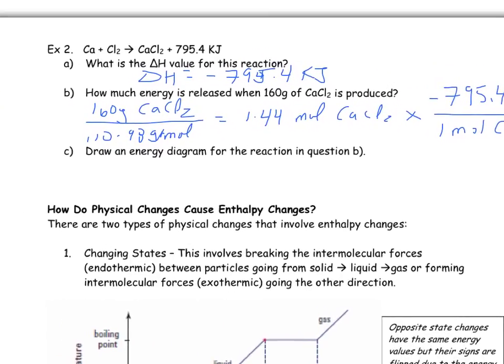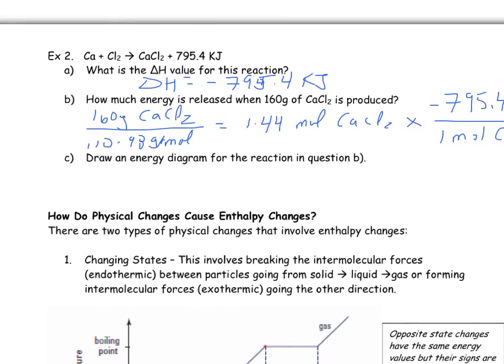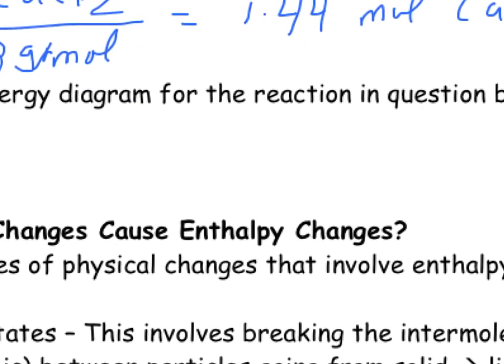Question C asks me to draw an energy diagram for this reaction. I would draw a graph with my reactants higher in energy than my products because this is an exothermic reaction. I would draw an arrow going down with my delta H being shown as a negative value.